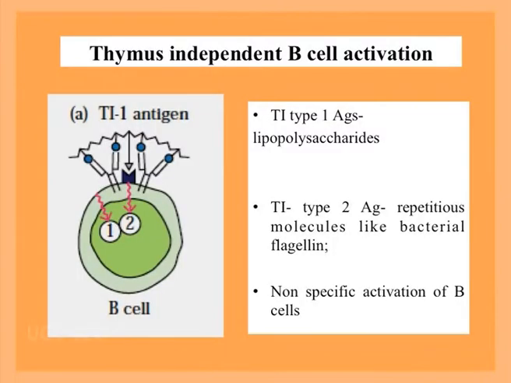Thymus independent B cell activation is non-specific, that is, irrespective of the B cell receptor. It takes place either in the presence of lipopolysaccharides or in the presence of molecules having repetitive structures, like bacterial flagellin or repetitive carbohydrate molecules. These may activate the B cells, and this activation does not need help from Th cells or T helper cells.